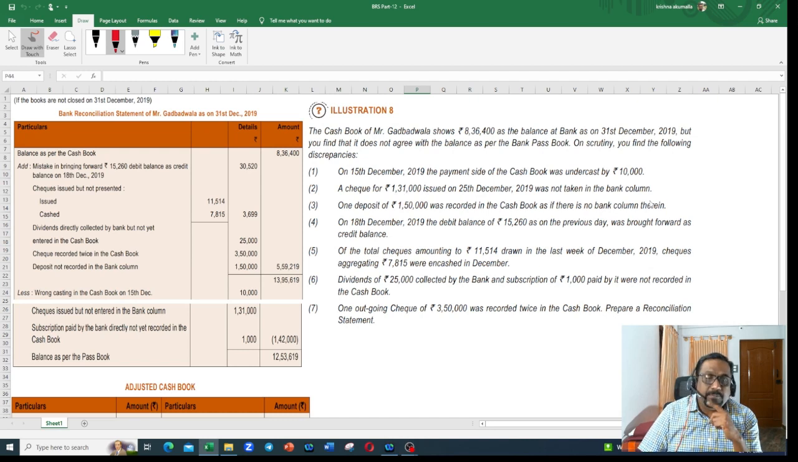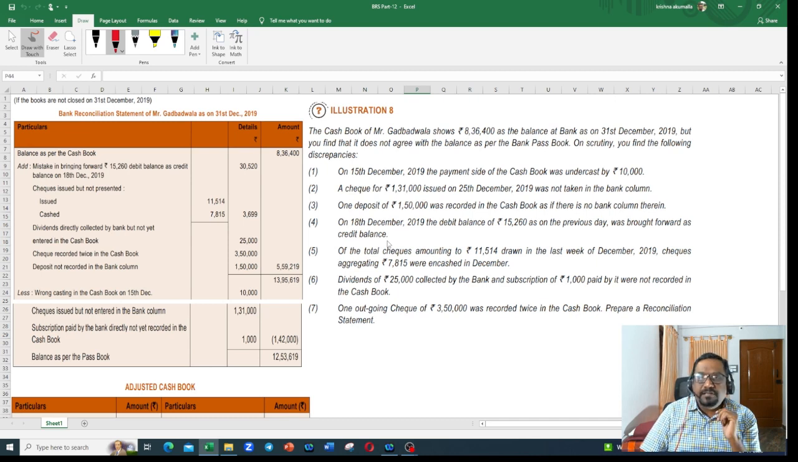Very important. I'll explain to you. One deposit of 1,50,000 was recorded in cash book as if there is no bank column therein. That means what? It has been recorded in the cash column. On 18th December 2019, the debit balance of 15,260, as on previous day, was brought forward as credit balance.